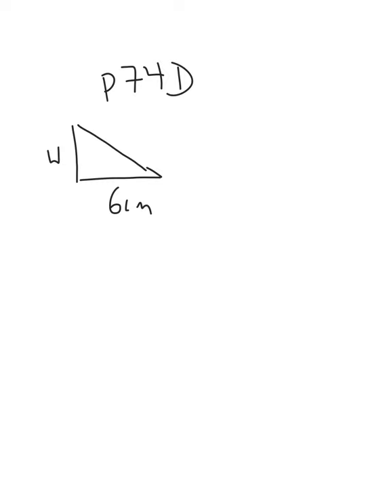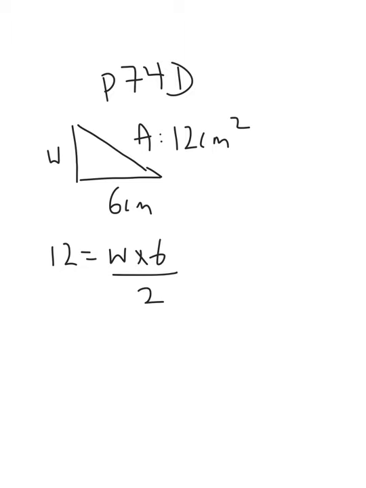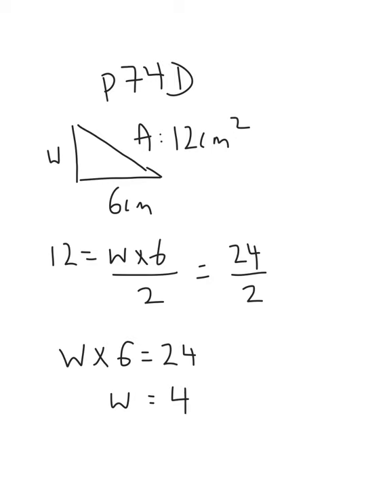the area is 12 centimeters squared. So you know that 12 equals W times 6 divided by 2. So it's a number divided by 2 that gives you 12. So that top number needs to be 24, because when you divide 24 by 2 you get 12. That means that W times 6 equals 24. So W must be 4. And because we're talking about centimeters, it's 4 centimeters.